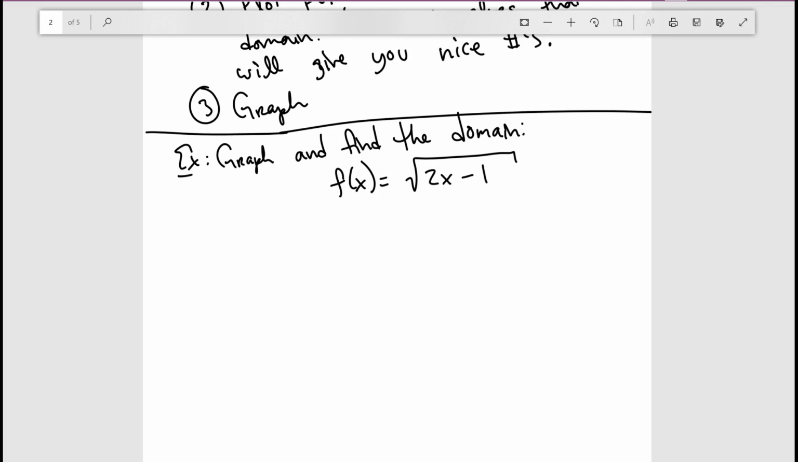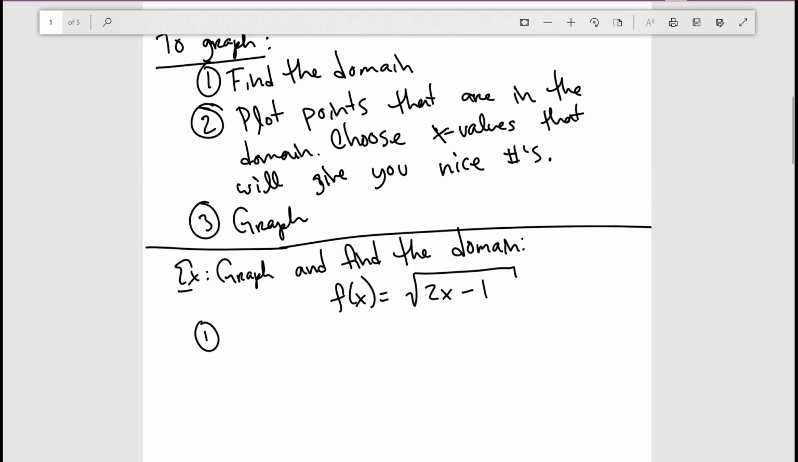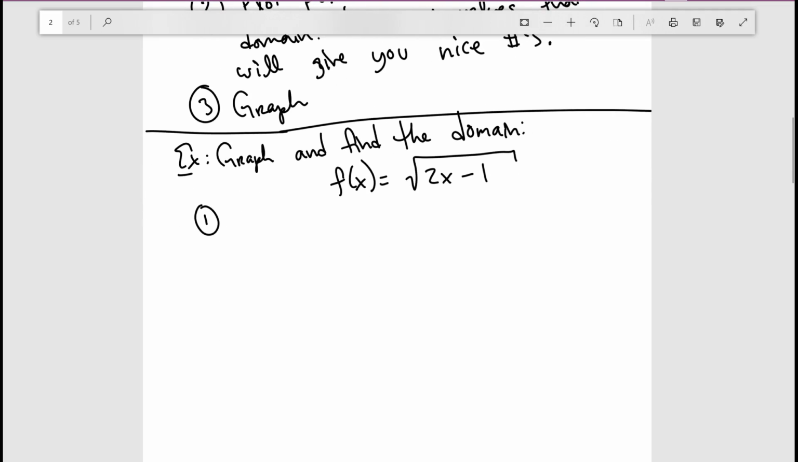So the first thing that we want to do to solve this type of problem before we graph it is let's find the domain and see what it is. Remember the domain, we're going to take this inside portion, this 2x minus 1, and we're going to set this greater than or equal to 0. That is the first thing that we're going to do. And then we're going to go ahead and solve it to see what it is. So it's going to be plus 1 plus 1. I'm going to get 2x is greater than or equal to 1.